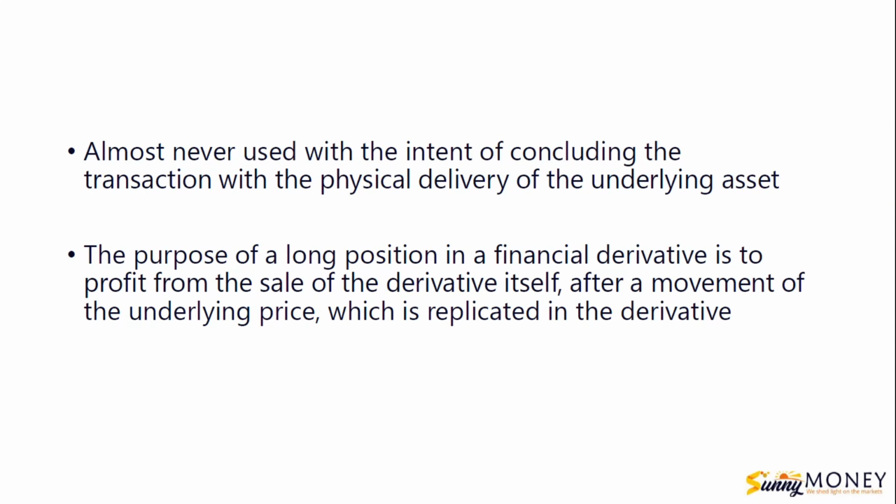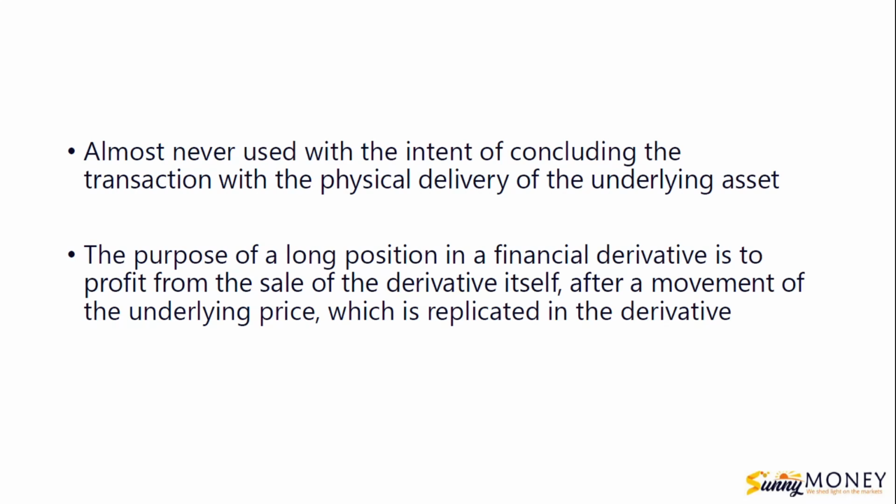Let's say that the financial derivatives market, which refers to stocks, bonds or indices, is very different from the real assets derivatives market, such as commodities, oil, wheat, etc. A derivative contract written on a financial asset is almost never used with the intent of concluding the transaction with the physical delivery of the underlying asset. In reality, in fact, only 3% of contracts are completed.